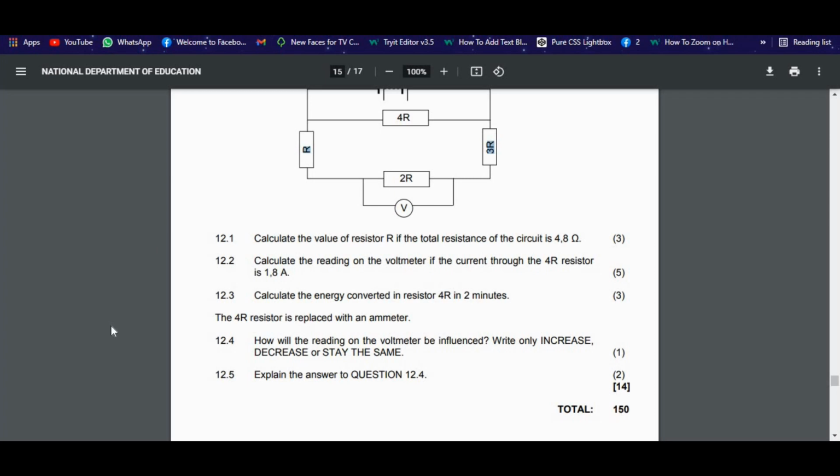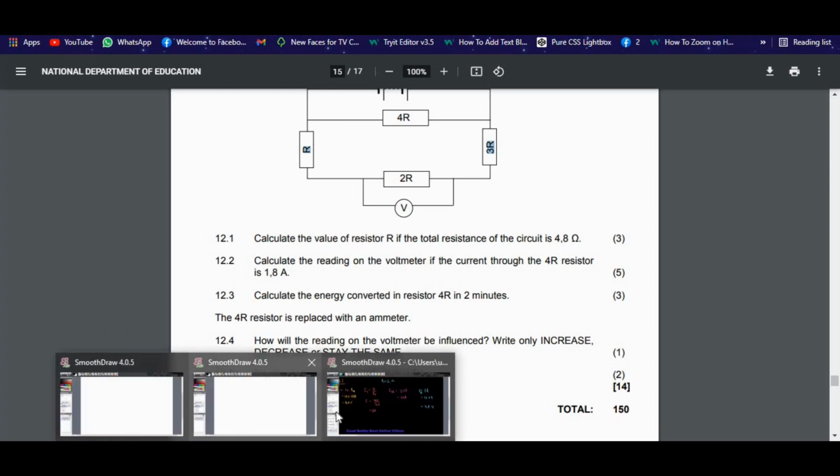12.3, calculate the energy converted in resistor 4R in 2 minutes. Okay, this is a power formula. I'll bring this back here quickly. Leave it like that. It's a power formula. So we've got multiple options here. One thing, we know the current going through the 4R resistor. So I 4R is equal to 1,8 amps. We also know the value of 4R is equal to 4 times 2, which is equal to 8 ohms.